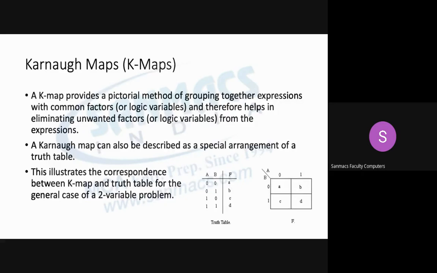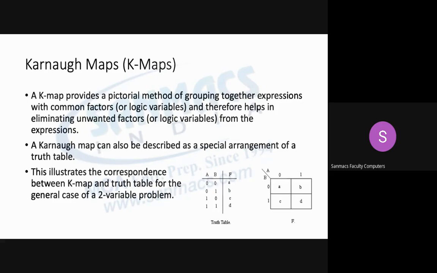So now let's talk about Karnaugh maps or K-maps. These provide a pictorial method of grouping together expressions with common factors or logical variables, and therefore help in eliminating unwanted factors or logical variables from the expression. These are basically a much easier way of removing unwanted variables from the given expression in order to simplify the overall expression, instead of applying different Boolean postulates and doing all sorts of Boolean algebra.